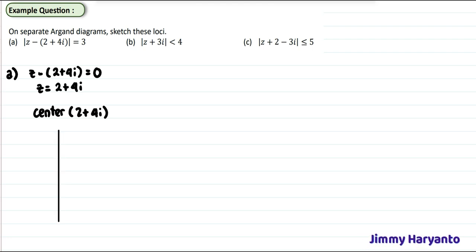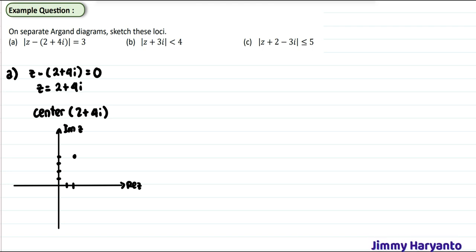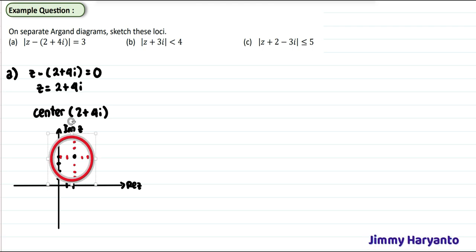Okay, let's draw this. We have 2 plus 4i: 1, 2 on the real axis, and 1, 2, 3, 4 on the imaginary axis. Right here, this is the real z. This one is the imaginary of z. And then the radius equals 3, that means 1, 2, 3 in each direction. So our circle will be like this. And because the sign is equal to, that means this is our locus.